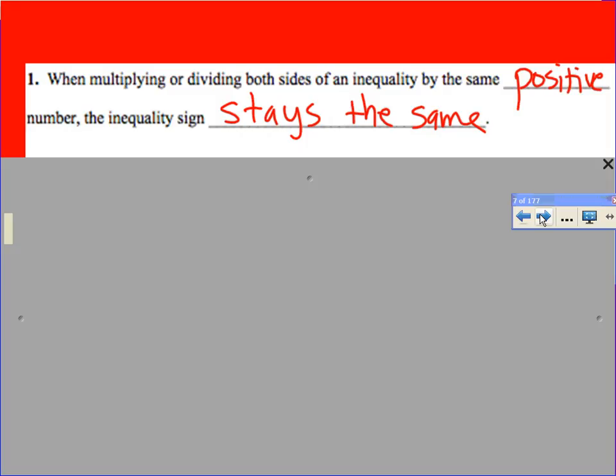First one says, from your book, from chapter 6, when you're multiplying or dividing both sides of an inequality by the same positive number, the inequality sign stays the same. Nothing's changing. So if that's true, what's going to happen if you multiply or divide, like this one on the board, both sides by a negative number? What happens to this sign? Does anyone remember from 2 years ago? Liz? Yeah, it switches. It's flipped or reversed.